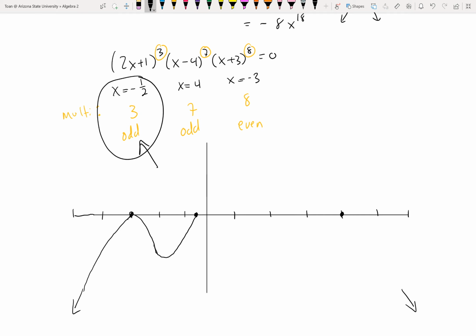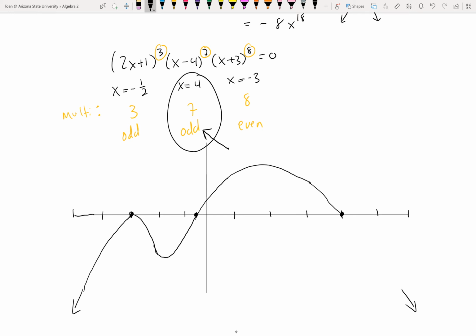Negative 1/2 has an odd multiplicity, so he's going to cut through. But he's going to have to curl back down to touch this x-intercept, which is at 4. 4 has an odd multiplicity, so he's going to cut through. That is an okay-ish sketch of that polynomial function.